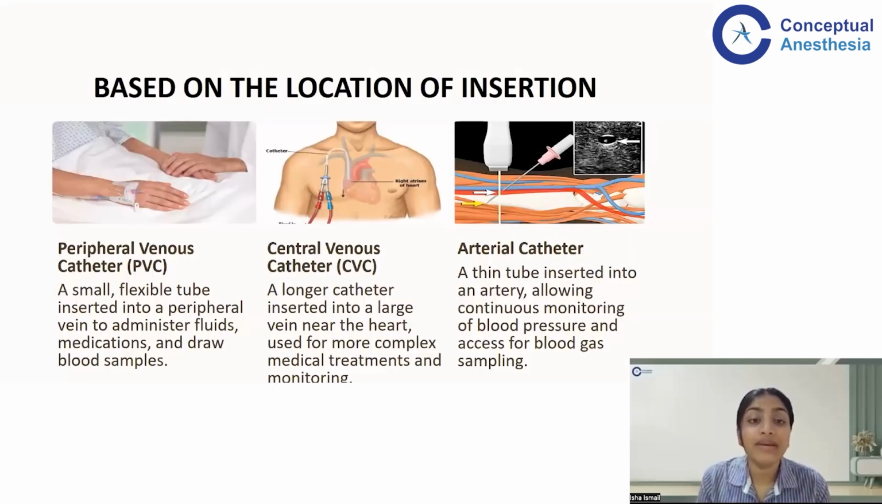Now, when we come to the basis of location of insertion, you have your peripheral, central, and arterial. Peripheral venous is what we use on a day-to-day basis. It's just a flexible tube. You put it into the vein. You can give your fluids and medications. Central venous is a longer catheter. It will be in the central vessels which are reaching into the heart. More complex medications will be given through these central venous catheters. An arterial catheter is a catheter which is going to be placed into the artery itself, and this will help with beat-to-beat monitoring as well as sampling.